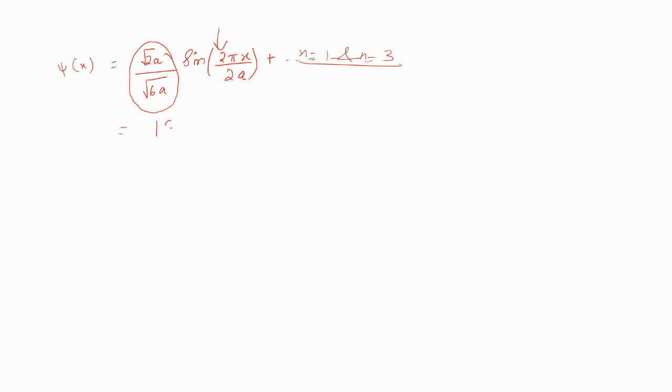So square it, you will get the probability. This is 1 by 3. Okay. So what will be the probability of finding the particle in n equals 2 state? 100 by 3 is how much? 33%.